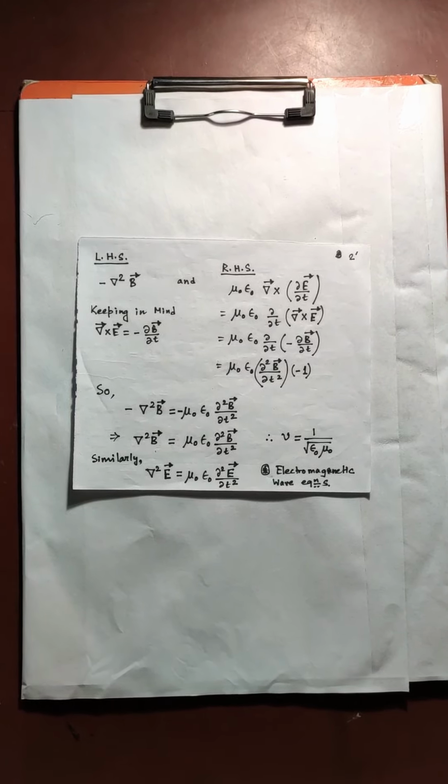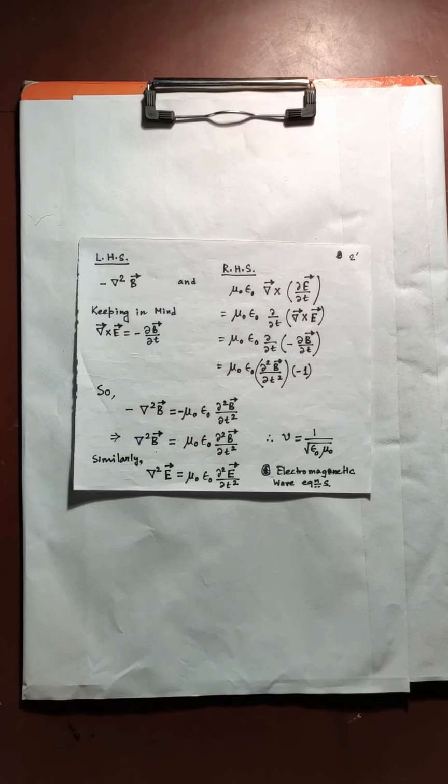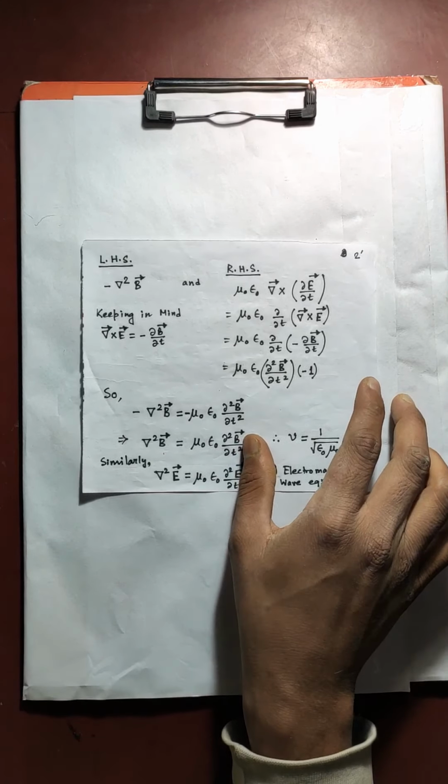So in the last lecture we saw that in free space, Maxwell's equations suggested that the electric field and magnetic field behave like a wave. Remember, in a source-free region. Now, in today's lecture we will discuss how the electromagnetic wave equation transforms under Galilean transformation.